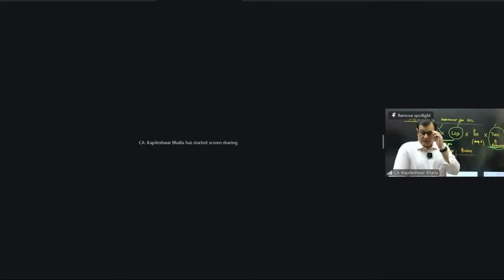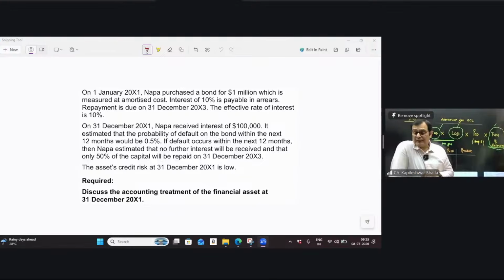Now, the loan was given on January X1, and 1 year has already passed. In December X1, we received 1 lakh interest. Now it says it is estimated that if the default occurs in the next 12 months, you will get no further interest. So you're not going to receive interest for the second and third year. And 50% capital is repaid. That means you're not going to get 50% principal. So if I make a list of what you're not going to get, you will not receive the interest for the next 2 years. You will not receive the principal at the end of the second year, I would say at the end of another 2 years. So the interest is 1 lakh rupees.